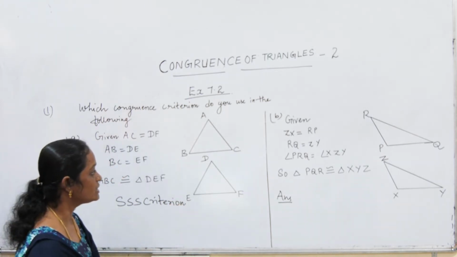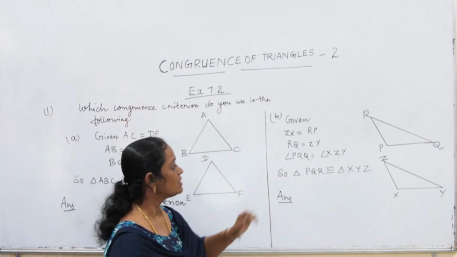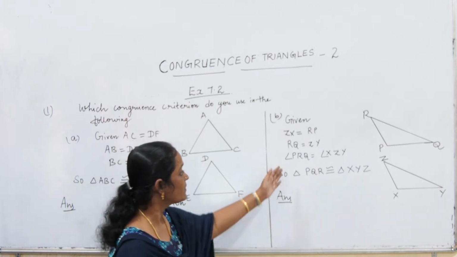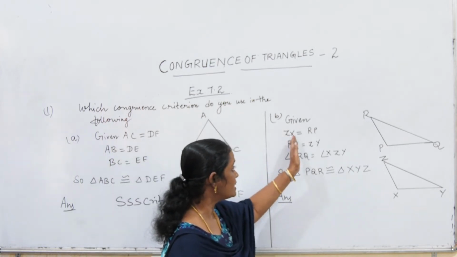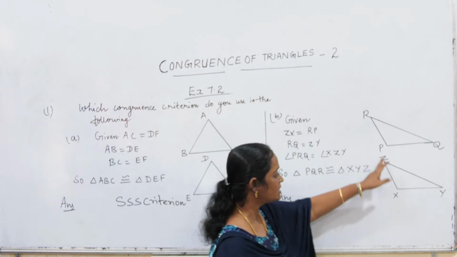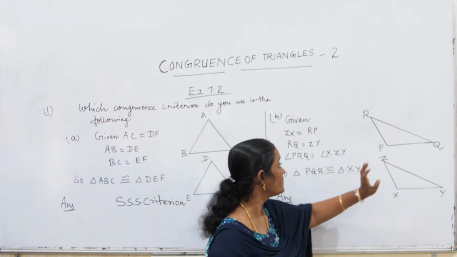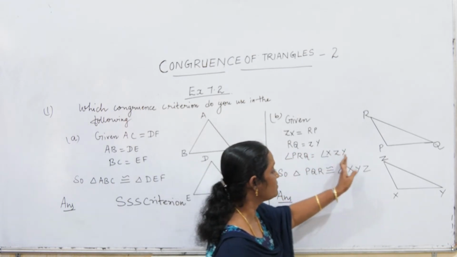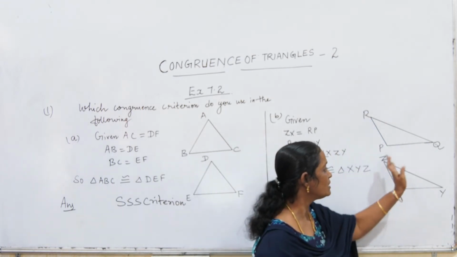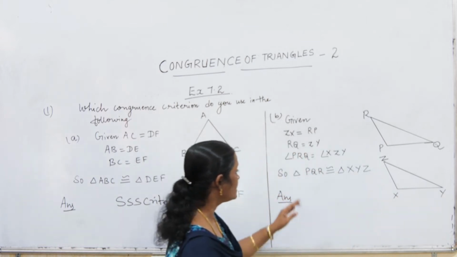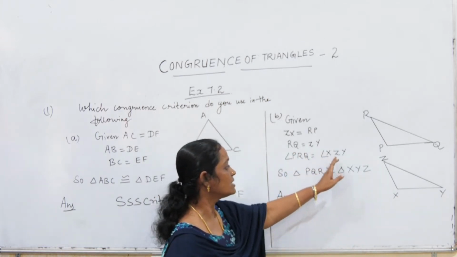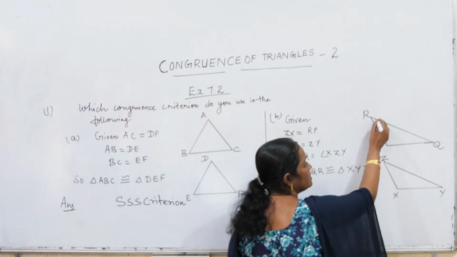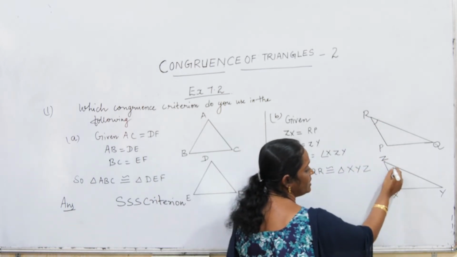So next question, here it is given two triangles PQR and XYZ. Two triangles are given and some measurements are given here. ZX is equal to RP. Here this side ZX is equal to RP, and RQ is equal to ZY, and angle PRQ is equal to angle XZY. Angle PRQ, this angle, is equal to angle XZY, this angle.